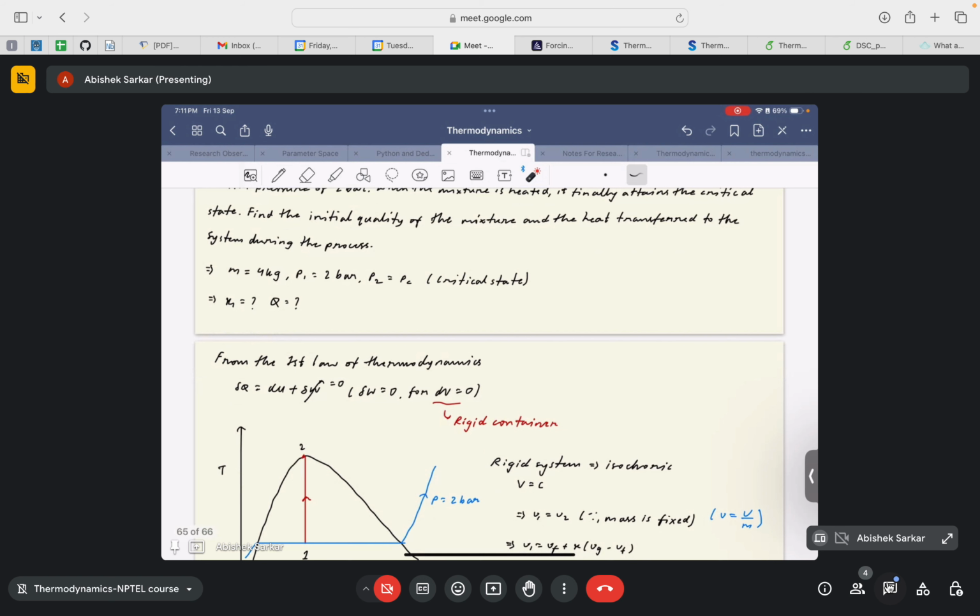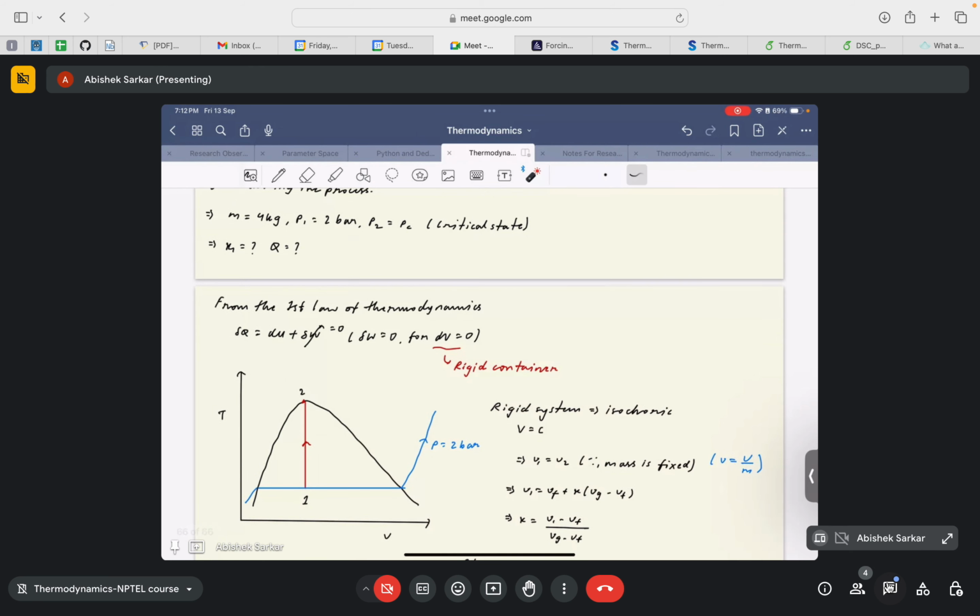So from the first law of thermodynamics, we have dq equal to du plus dw. Considering the fact that there's only PdV work involved, the net work done would be 0, primarily because the container is rigid. So there is no change in the specific volume of the liquid vapor mixture, so dV is 0.